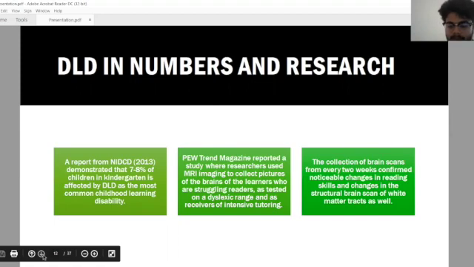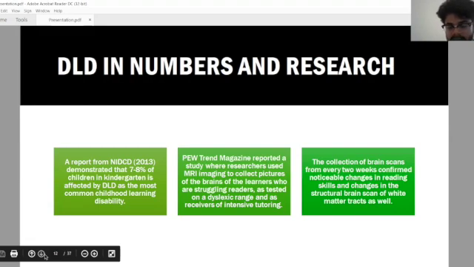And in this regard, PEW Trend Magazine reported a study where researchers used MRI imaging to collect pictures of the brains of learners who are struggling readers as tested on a dyslexic range and as receivers of intensive tutoring. And the collection of the brain scans from every 2 weeks confirmed noticeable changes in reading skills and changes in the structural brain scan of the white matter tracts as well. So that kind of confirms that the learning habits do change the cognitive functionality and the brain as we know it.